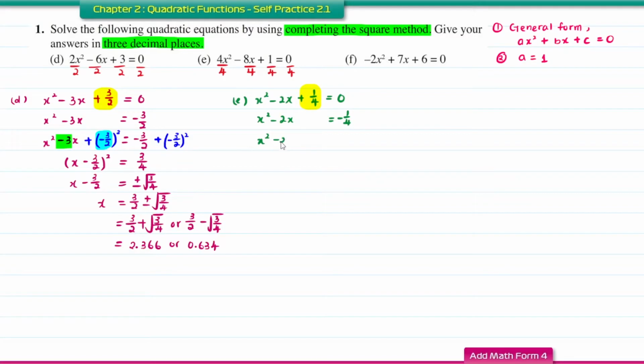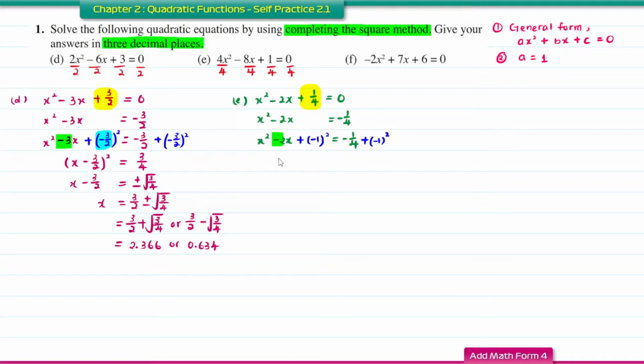Then we're going to find a number here so that this part will equal to the area of a square. So the b here is a negative 2. Divide negative 2 by 2. Then you're going to get negative 1. Then square it. So on your right hand side, you need to plus negative 1 square as well to keep its balance.